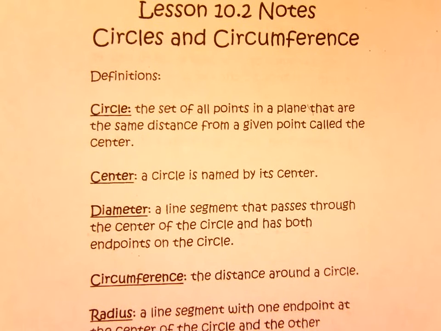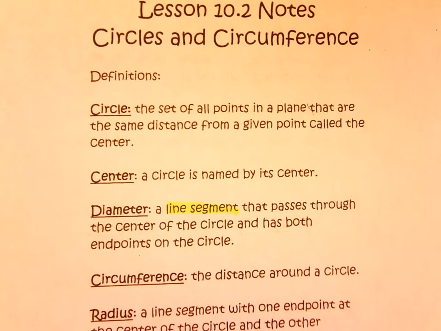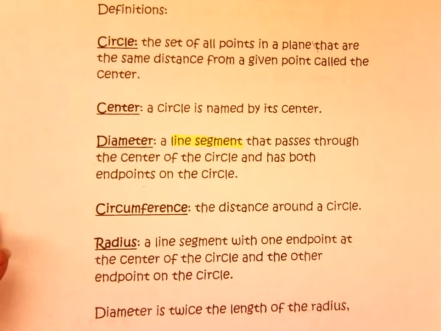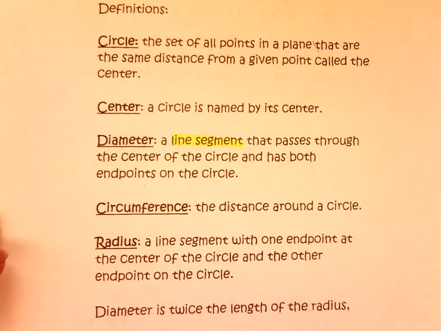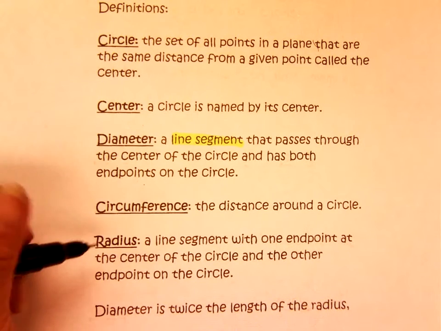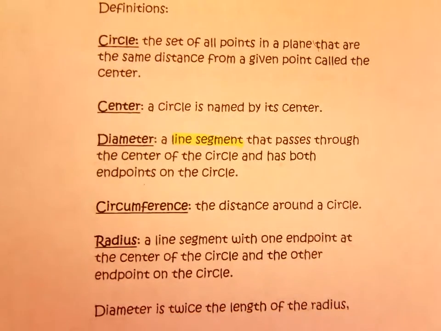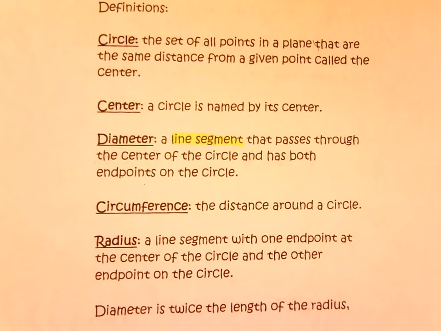Diameter is a line segment. This is really important that you know it's a line segment that passes through the center of the circle and has both endpoints on the circle. Circumference is the distance around a circle. Radius is a line segment with one endpoint at the center of the circle and the other endpoint on the circle. So the diameter is twice the length of the radius.